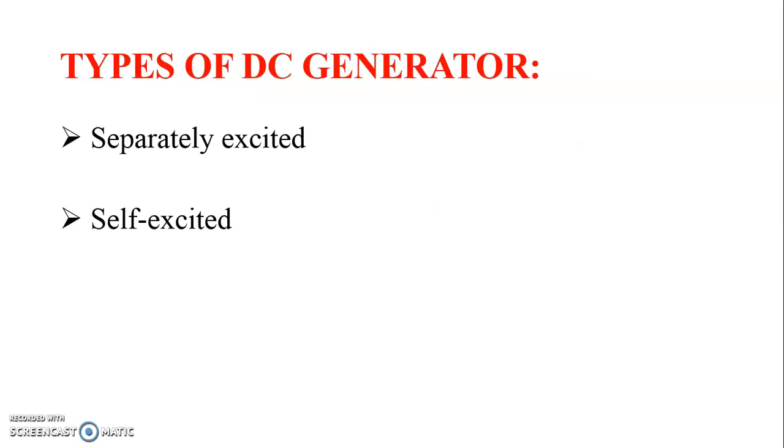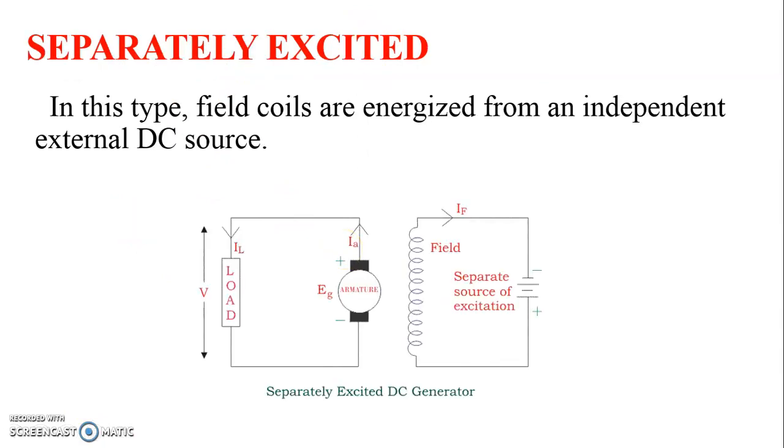So next is the types of DC generator. There are mainly two types of DC generator available: one is the separately excited and another one is the self-excited. First, the separately excited DC generator. As the name itself says, it is separately excited. In this type of DC generator, field coils are energized from an independent external DC source. That is shown in the diagram.